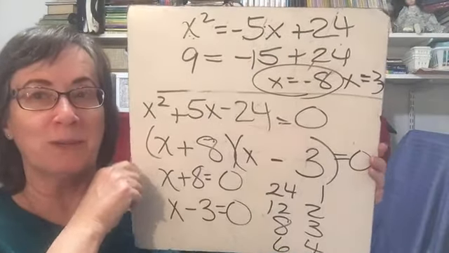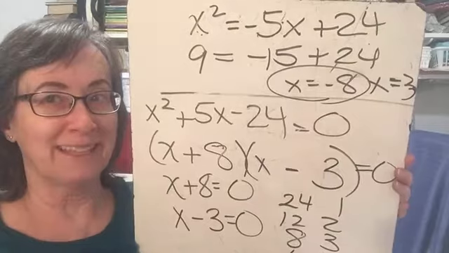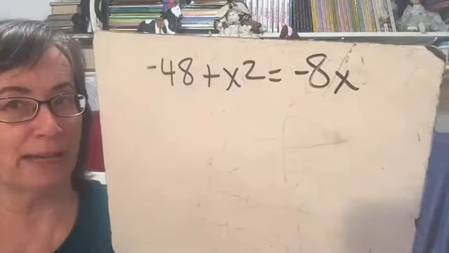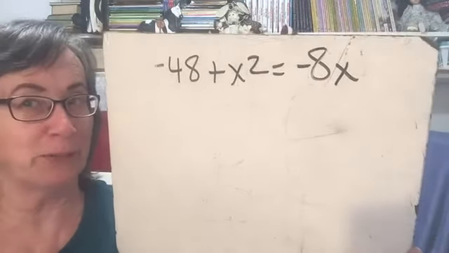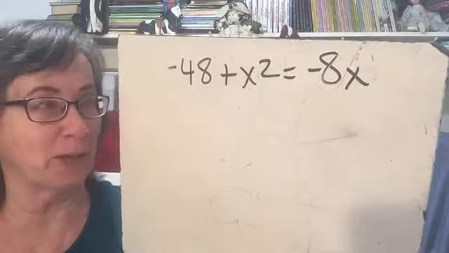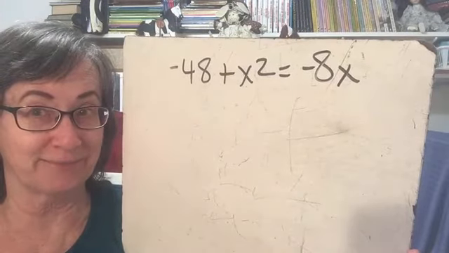We have one more, and we are done with this lesson. Last practice problem, and we're through, and you get to do your homework. So go ahead and copy it down. Put it in standard form. Make sure you have a 0 on the right-hand side. Factor the left-hand side. Set each factor equal to 0. And then check to see if your answer works.